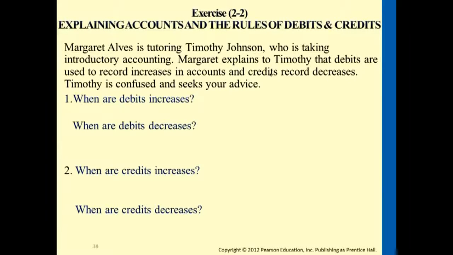So when are the debits increases? What types of accounts represent that the debit side is an increase in value? Cash account, which is part of the asset category. So all of the assets category, we have debit increase. What else?